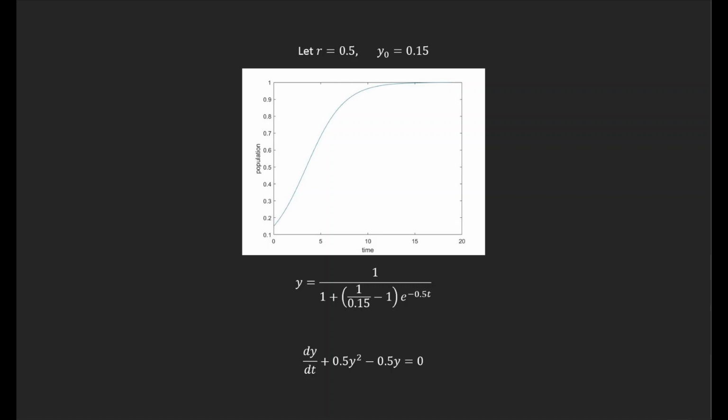Let's take the logistic equation as an example. It approximately describes population growth. R is a parameter that describes the exponential rate of population growth. Y0 is the initial population, and everything here has been normalized with respect to the environment's maximum carrying capacity for the population in question. We can see that a population will exponentially approach the maximum population that can be supported by the environment that the population finds itself in.